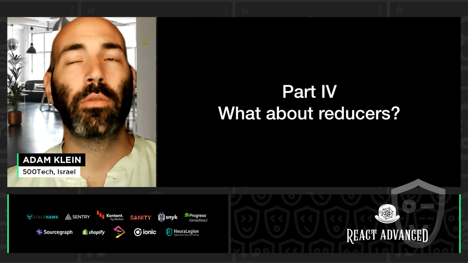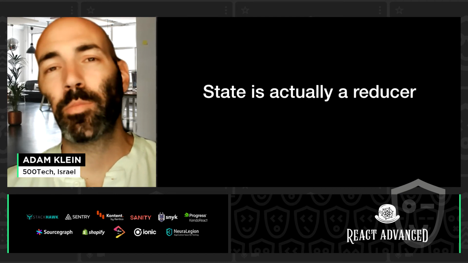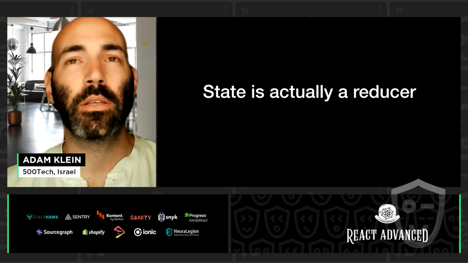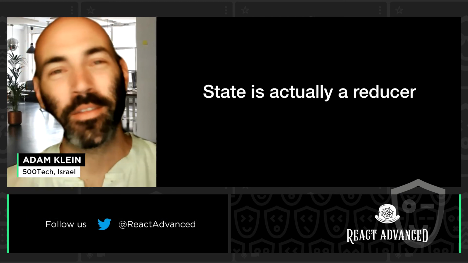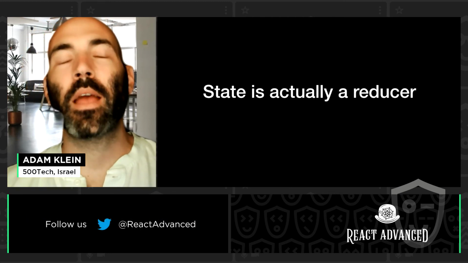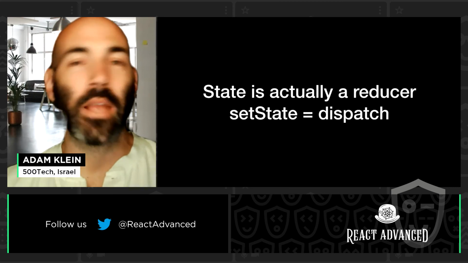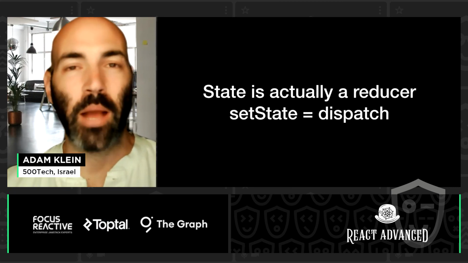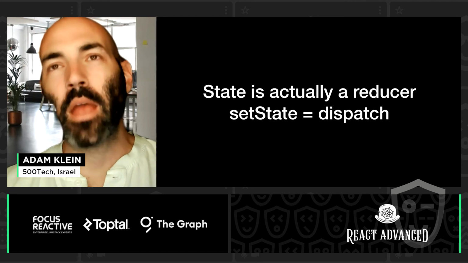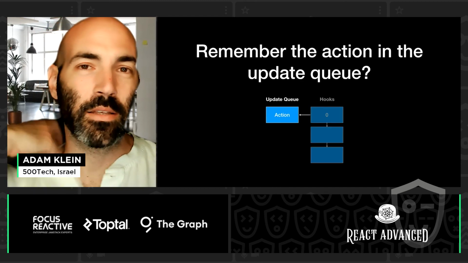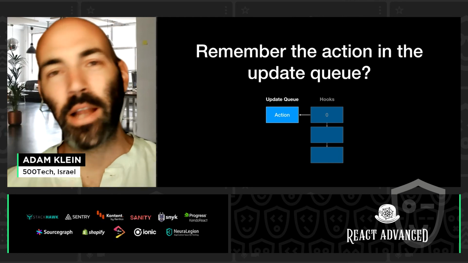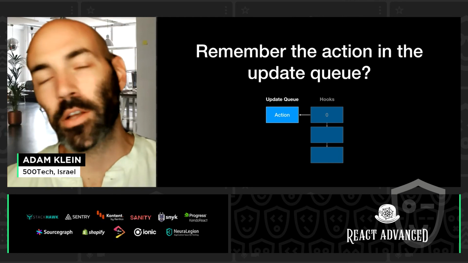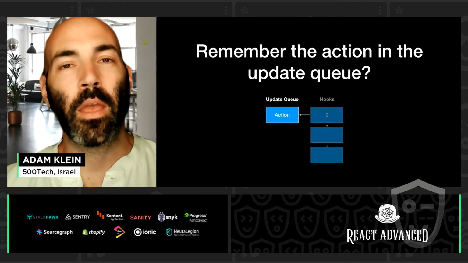Part 4, what about reducers? So the answer is pretty simple. State is actually a reducer under the hood. And the setState function is actually a dispatch function. We're dispatching the value or the updater function. And the reducer of setState just takes the value and uses it, or takes the updater function and applies it on the previous value.